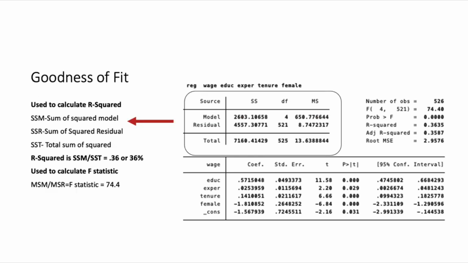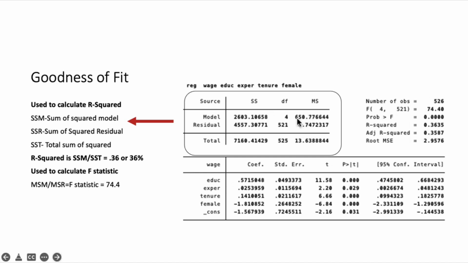Now let's talk about the left hand side of the regression output, and this over here is an ANOVA table. I'm sure you have studied this in your statistics class, about the sum of square residuals and sum of square estimates. This table is basically used to calculate the F statistic and the R squared.